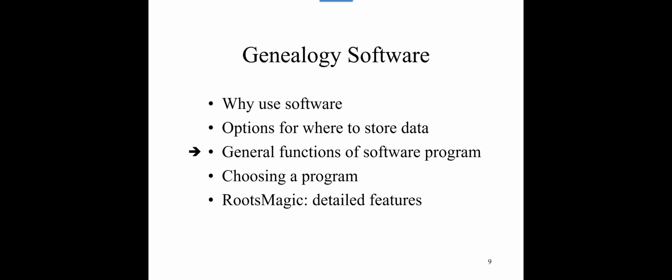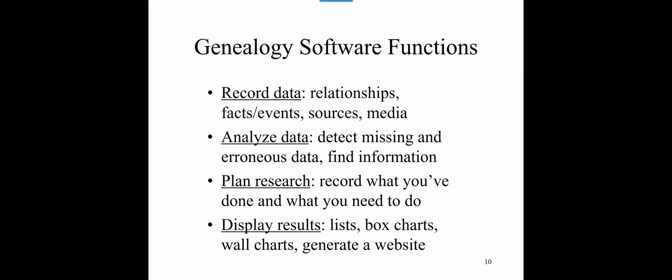So now let's look at the things you can do if you have a software program running on your own computer. It falls into these 4 categories, which I'll talk about in more detail in the subsequent slides. Obviously, it's used to record data. That means relationships, facts, which are things that don't have dates, events, which have a place and date. Sources, how you got the information. Media, pictures and other kinds of files.